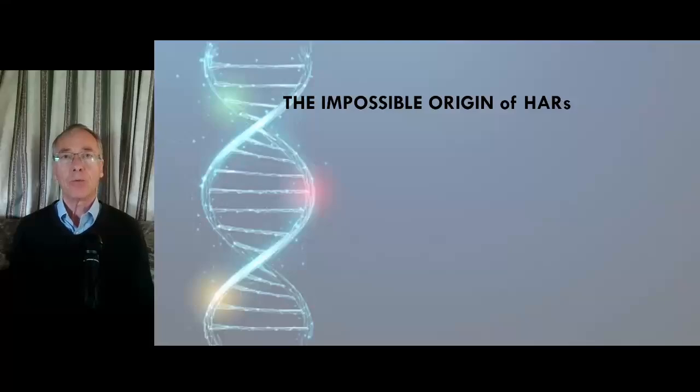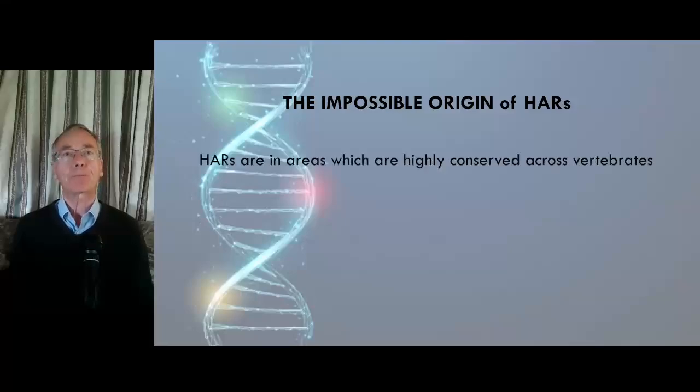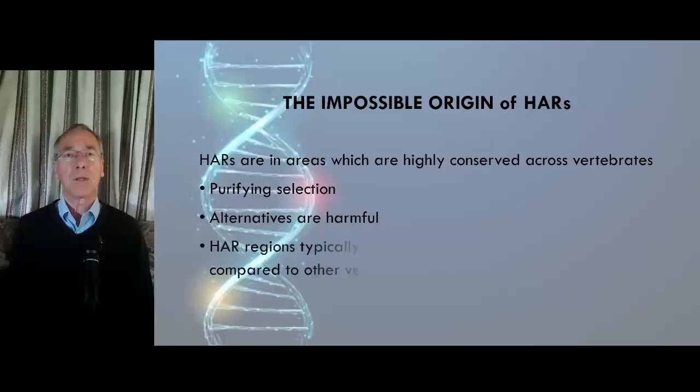So let's look at the problem for HARs, for example. HARs are in areas which are highly conserved across vertebrates. And this generates a problem for evolutionary explanations of HARs if they are highly conserved due to purifying selection. It's very difficult to see how changes could be made which are not fatal to the organism carrying them. All alternatives basically are harmful, and HARs are regions that typically have 10 to 25 differences when compared with other vertebrates.